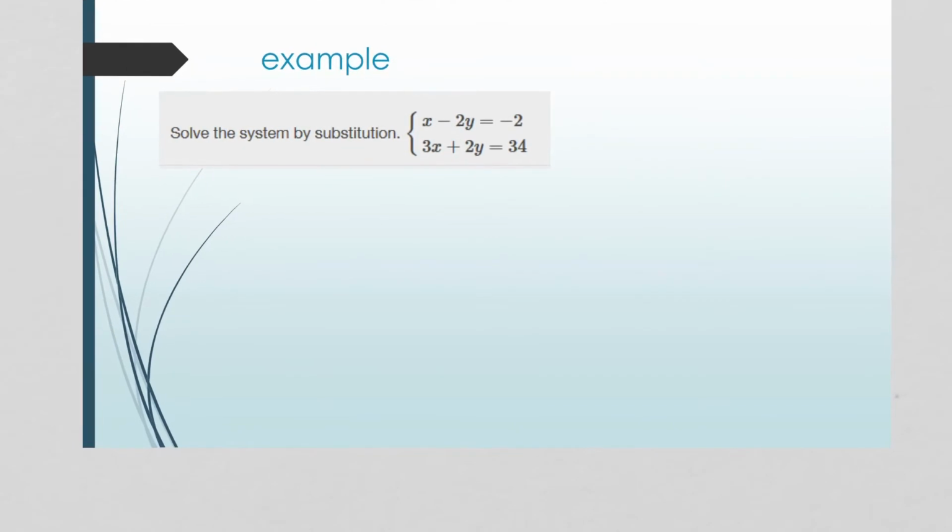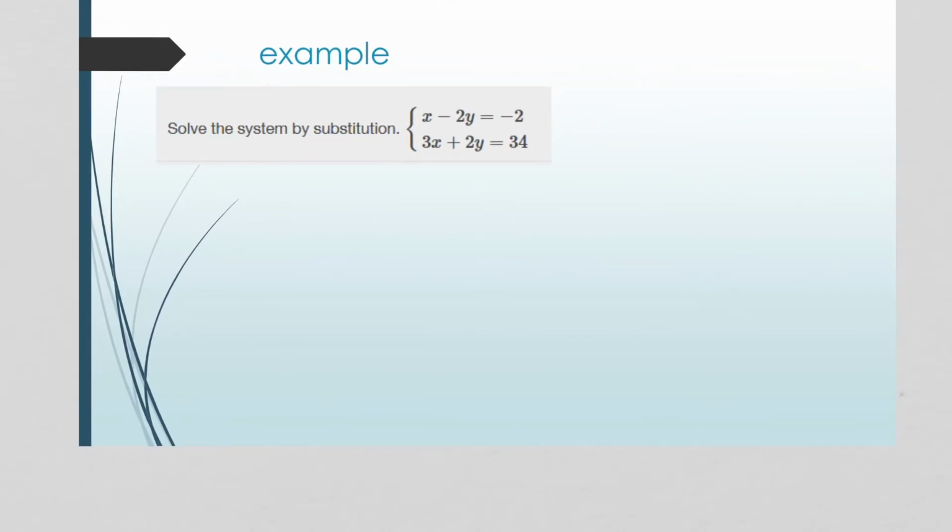All right, so here we go again. Now, again, take a look at your coefficients. Which one of them, if any, have a 1 as a coefficient? Well, it's this x right here, right? That's going to be our easiest one to solve for. So you would add 2y. So x is equal to 2y minus 2, okay?